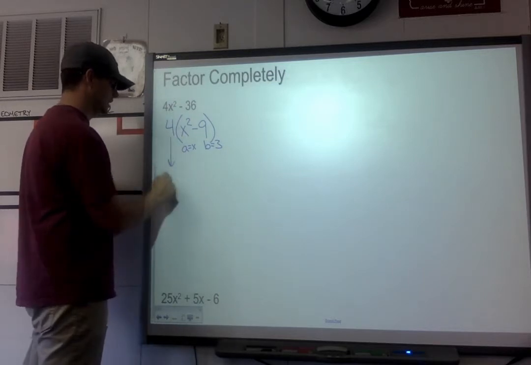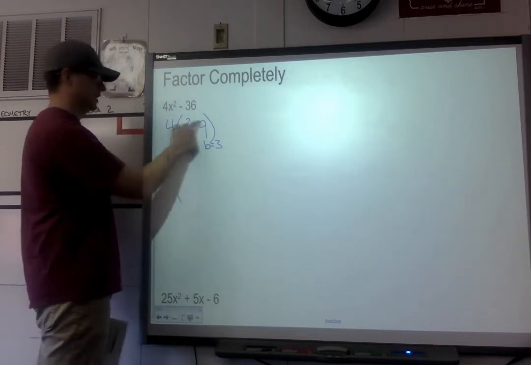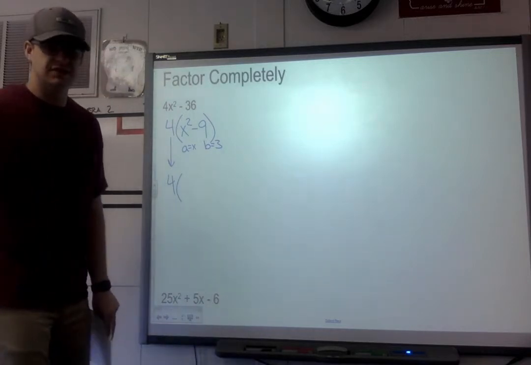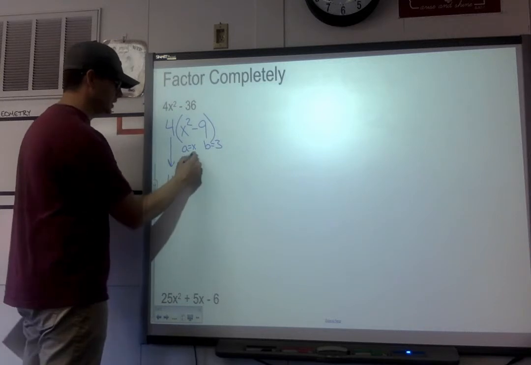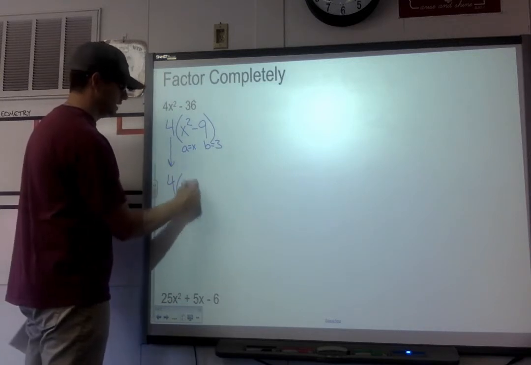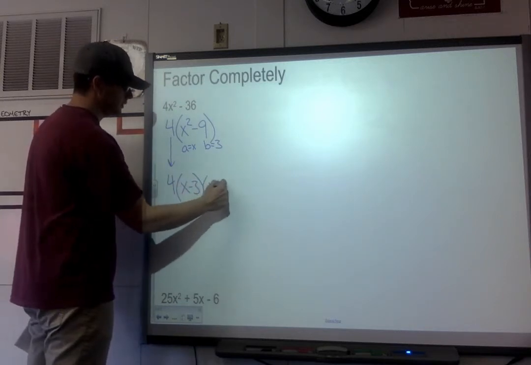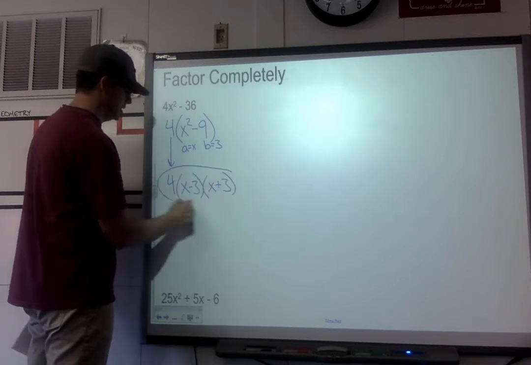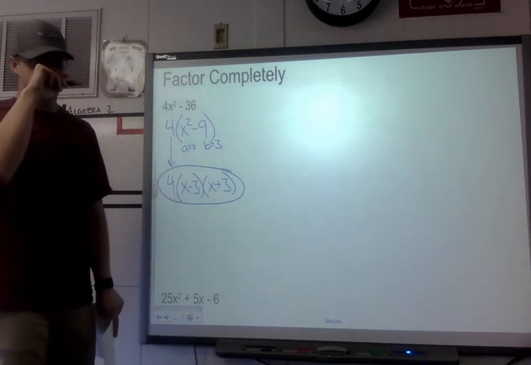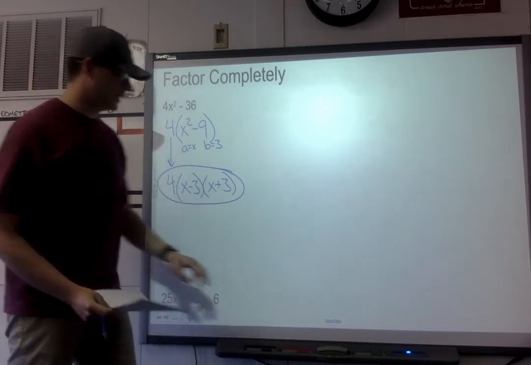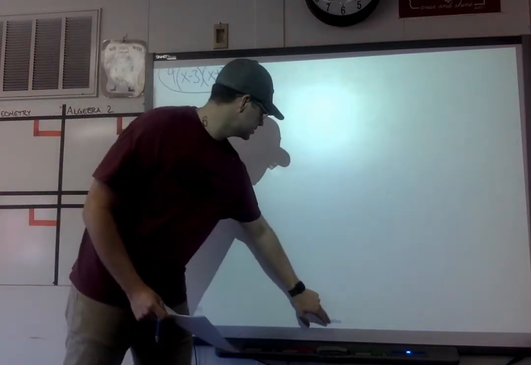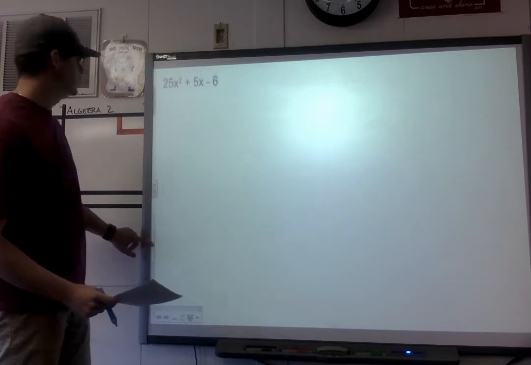So we need to bring that 4 down. x squared minus 9, since it's a difference of squares, we're going to have a minus b times a plus b, which would be x minus 3 times x plus 3. And that would be our factored form. So again, this is just a review, a reminder of all the different types we've done so far.